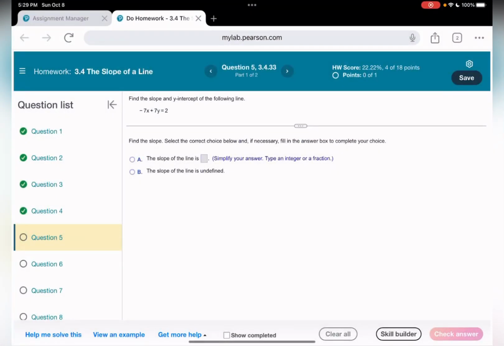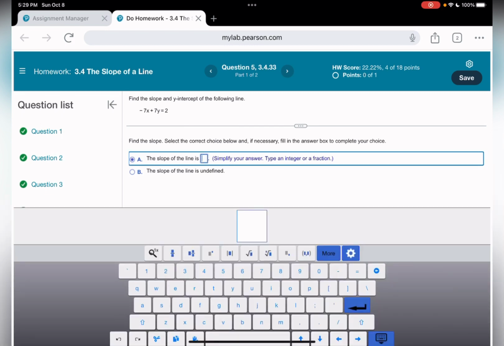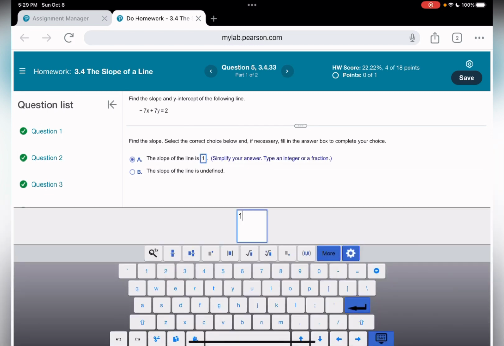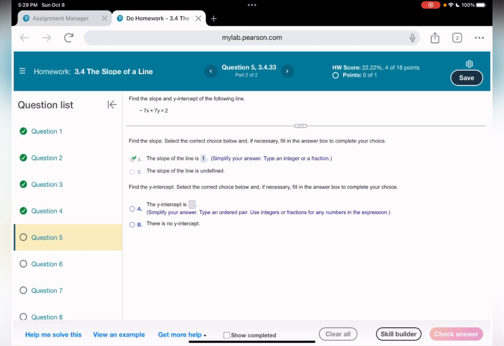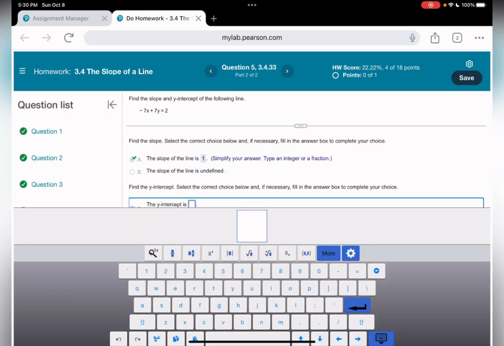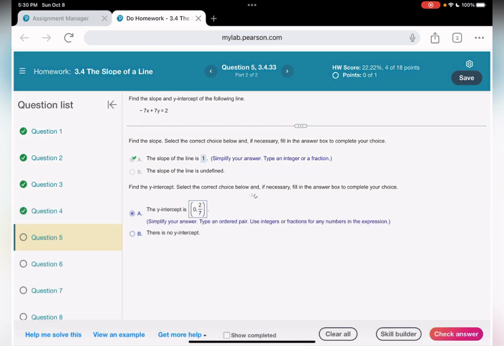So the slope is going to be 1, and in parentheses, 0 comma 2 over 7, closing parentheses. Okay.